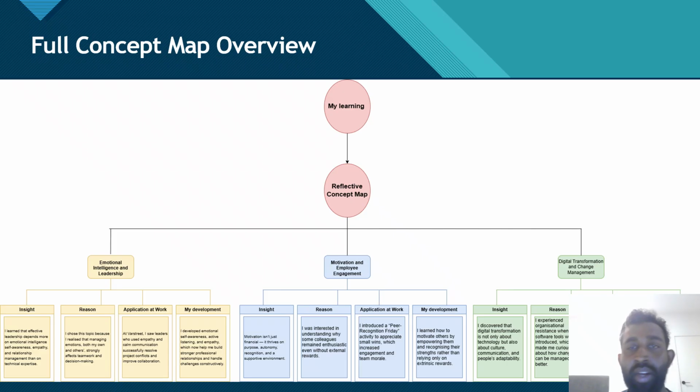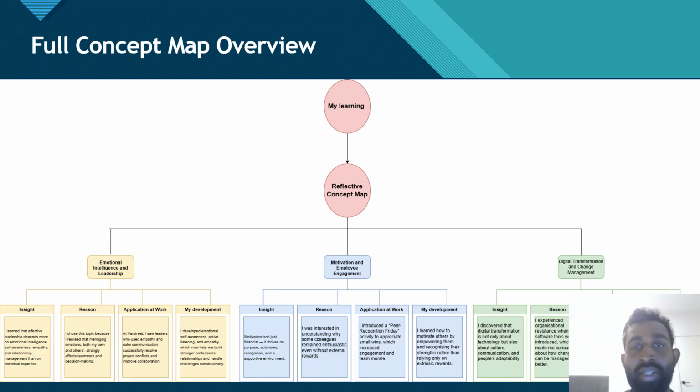Moving to motivation and engagement, I realized that motivation isn't driven only by money. It's about autonomy, recognition, and shared purpose. That inspired me to introduce a peer recognition activity at work, which significantly lifted morale. I learned to motivate others by empowering them instead of controlling outcomes.